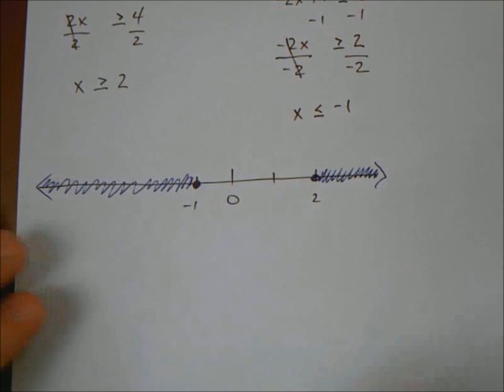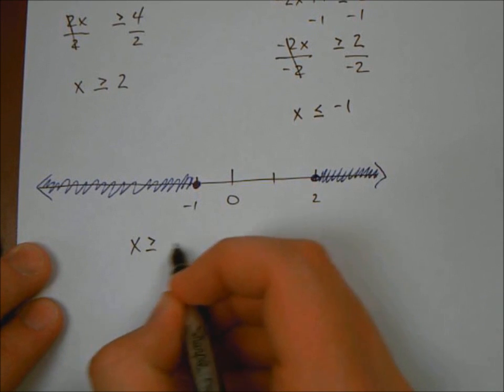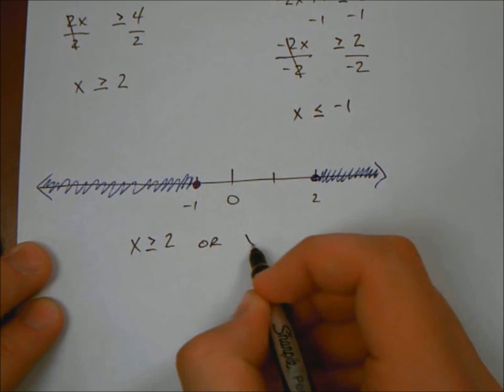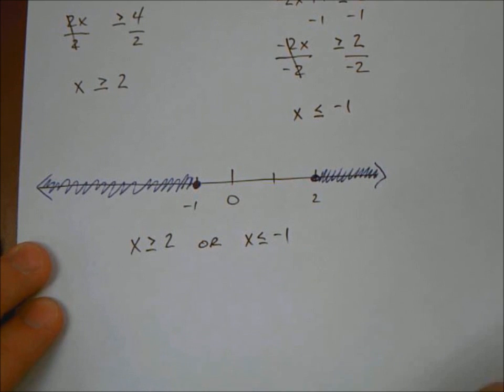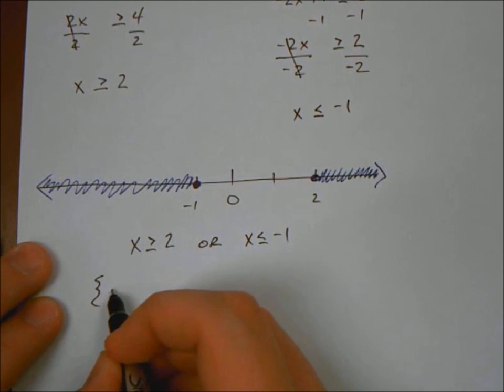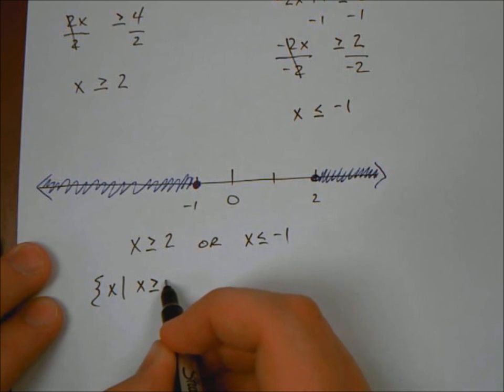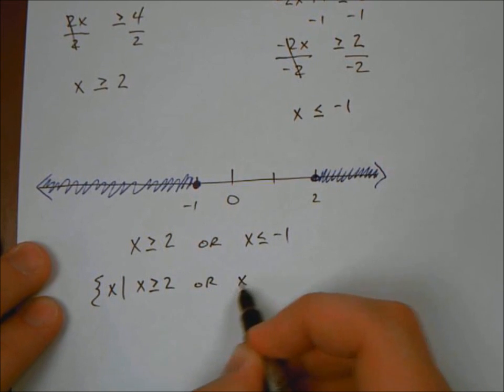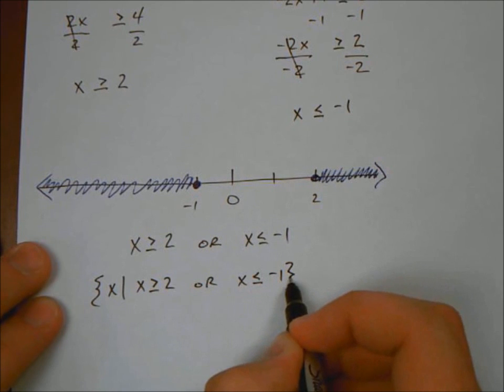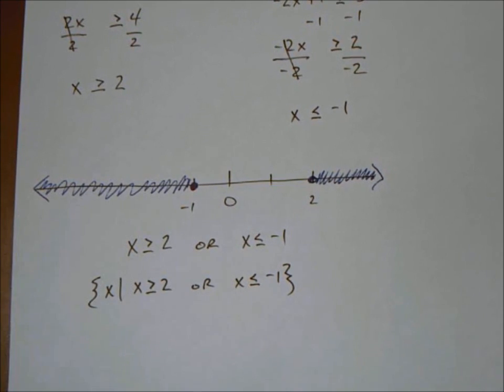We might write it as x is greater than or equal to 2, or x is less than or equal to negative 1. The final way is in set notation, set of all x, such that x is greater than or equal to 2, or x is less than or equal to negative 1. Those are our 3 ways.